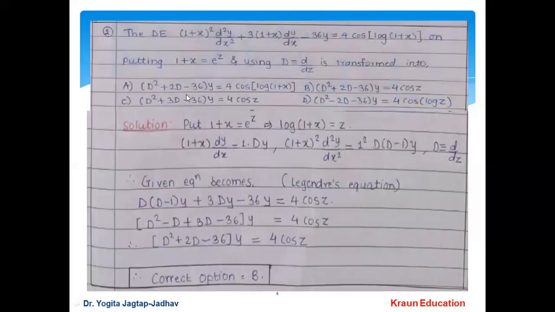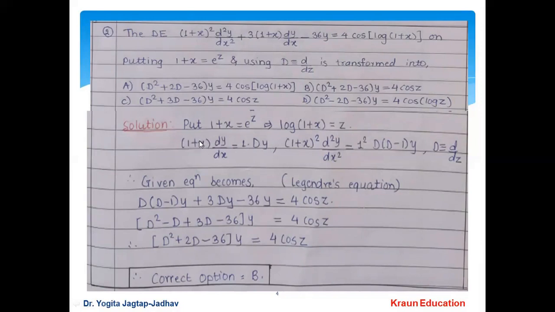Now look at the second example. In the second example, we have the differential equation (1+x) whole square d square y by dx square plus 3 times (1+x) dy by dx minus 36y equal to 4 times cos log of (1+x). On substituting 1 plus x equal to e raised to z and log of (1+x) equal to z, we have the first order derivative term (1+x) dy by dx equal to 1 into Dy.